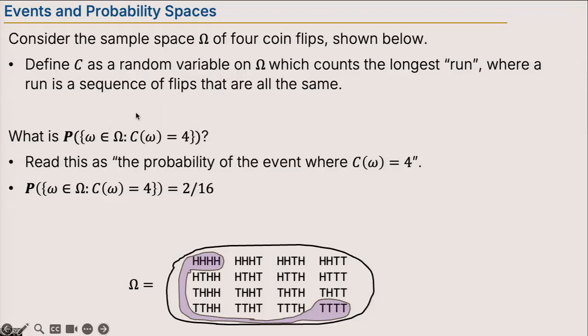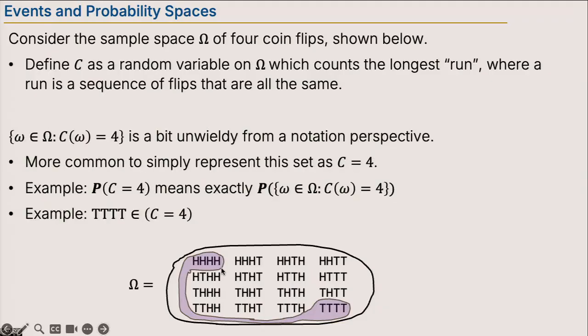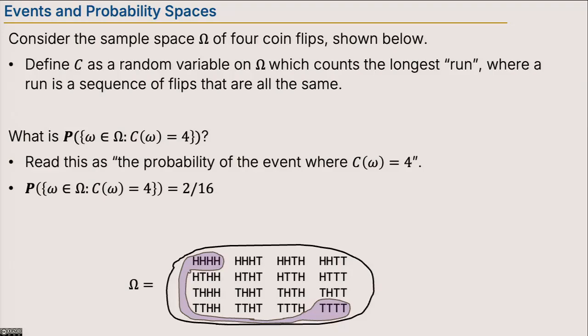It's awkward notation to write all this stuff, and we're going to have a more compact notation soon. But the idea is that given a random variable, you have all of these different samples that map to some particular value, in this case 4, right? Because the longest run is 4. And then an event will be all of the things that map to 4. Okay. Any questions about this?